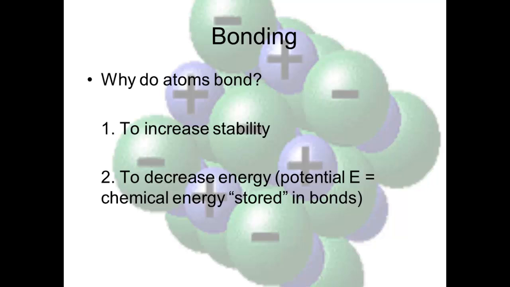In the process of doing that, they also decrease the amount of energy that they have. And when we talk about decreasing the amount of energy that they have, we're talking about potential energy. And potential energy is the chemical energy that's stored inside of a chemical bond. When an atom bonds with another atom, it has less energy than it did before.